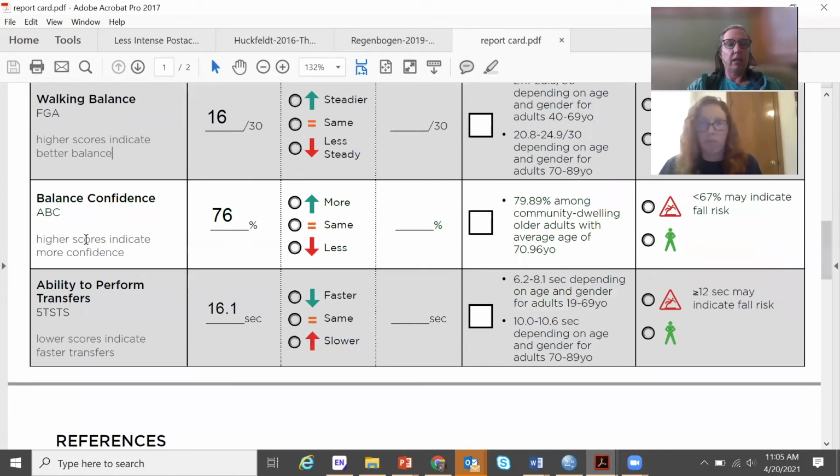What do we know about a balance confidence of 76%? The cutoff score for that, the one I'd written down, is that greater than 81% is considered no history of falls. Okay, I agree. So this is something we would like to be able to increase. And what I like about this measure is, obviously no one's comfortable walking on ice, right? That's why 81 is good.